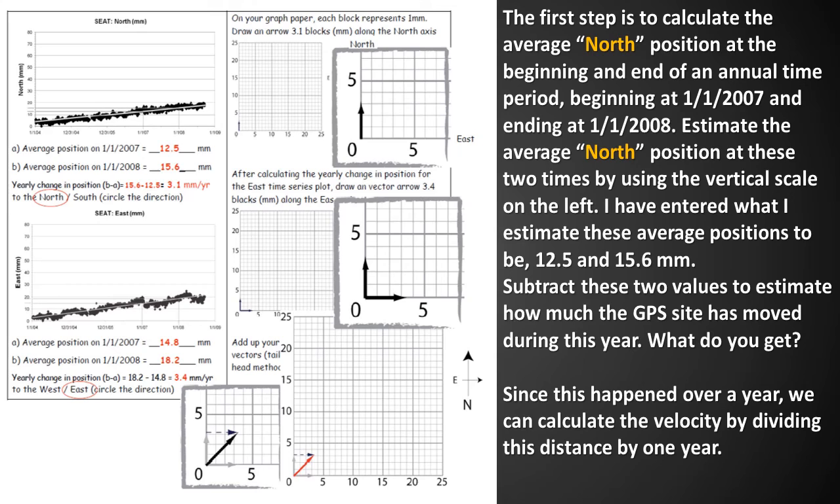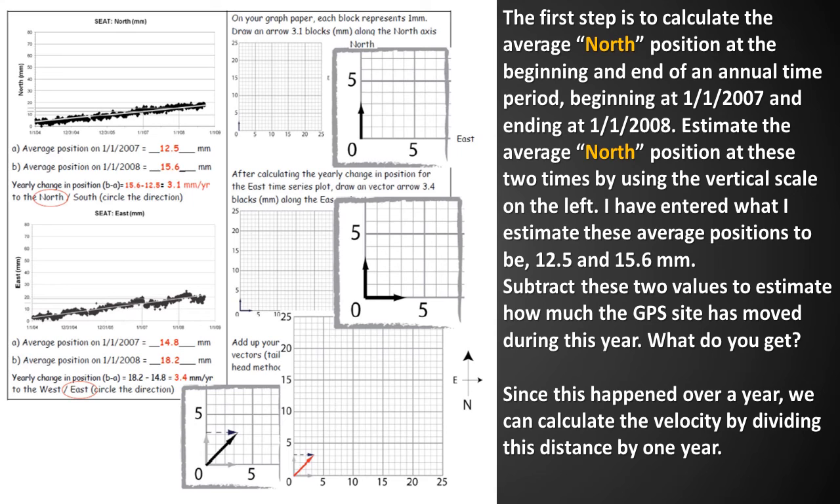This is the GPS time series for the SEAT site in Seattle. The first step is to calculate the average north position at the beginning and end of an annual time period, beginning January 1st, 2007 and ending January 1st, 2008. Estimate the average north position at these two times by using the vertical scale on the left. I've entered what I estimate these average positions to be: 12.5 and 15.6 millimeters.